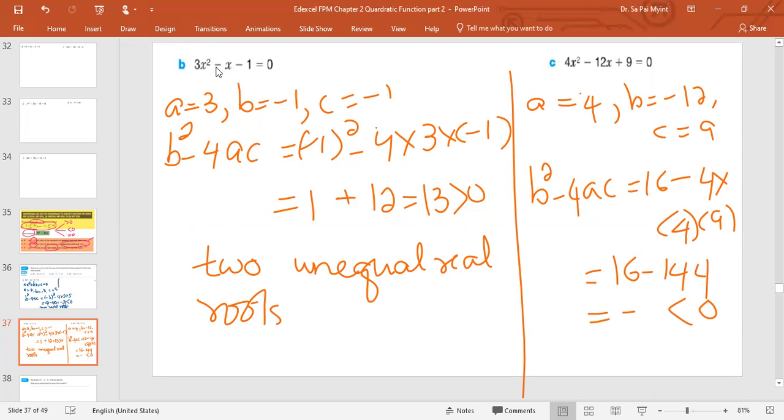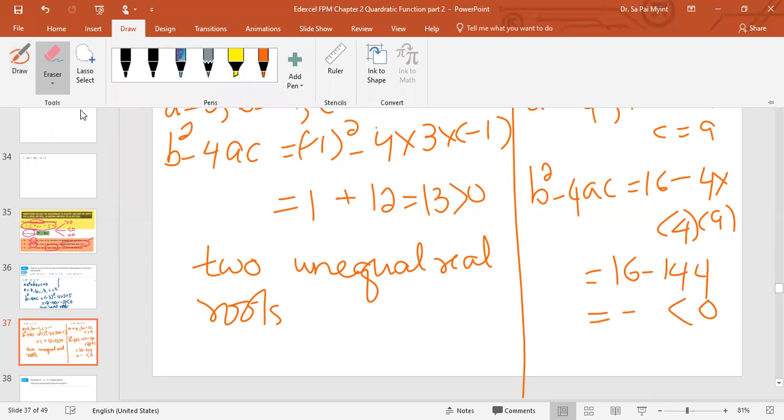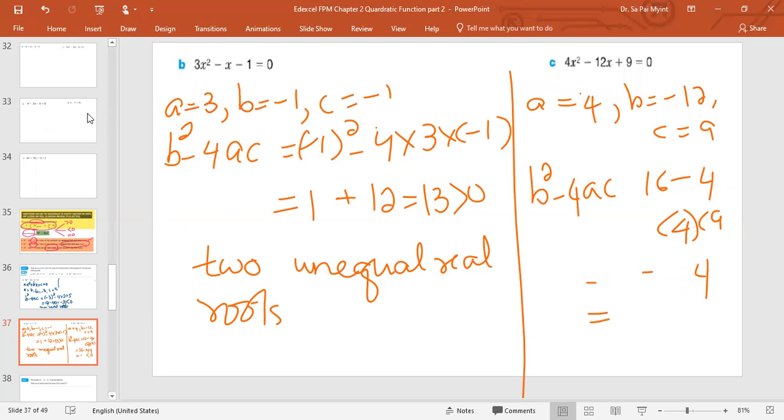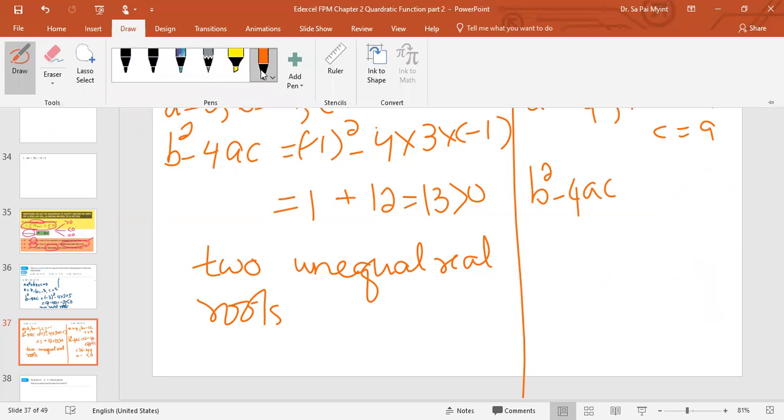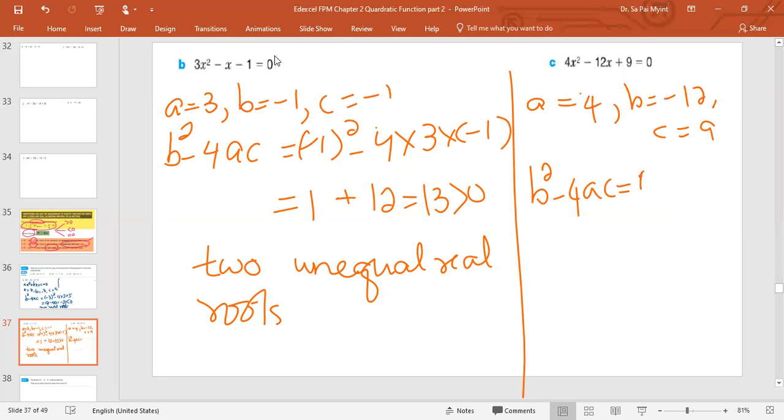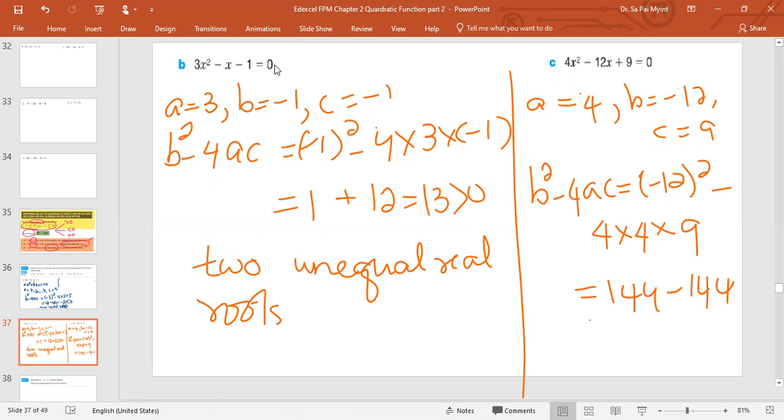Oh, what is b squared? Sorry, something is wrong here. I need to fix it. B squared: what do you get? b is minus 12, so minus 12 squared is 144. Minus 4 times a, which is 4, and c, which is 9. What do you get? 144 minus 144 equals 0. So there are two equal real roots.